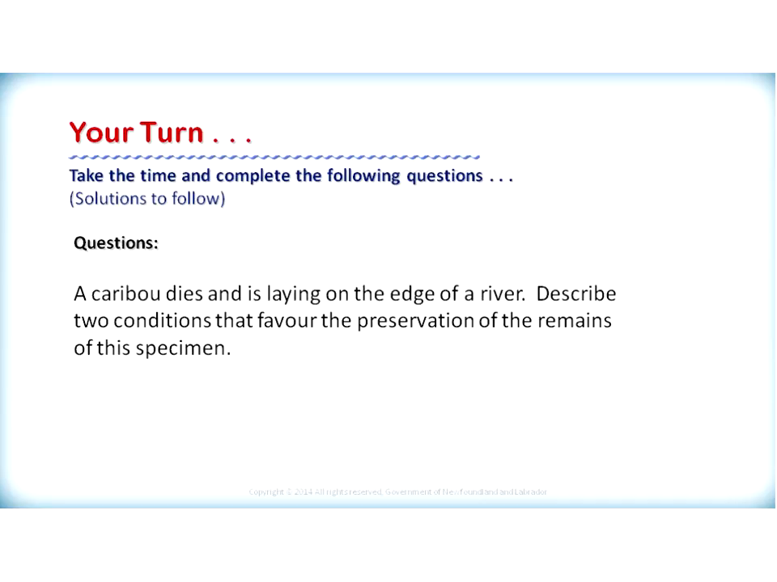The question below reads, a caribou dies and is laying on the edge of a river. Describe 2 conditions that favor the preservation of the remains of this specimen. The conditions responsible for preservation include 3 choices. The first choice is the presence of hard body parts.